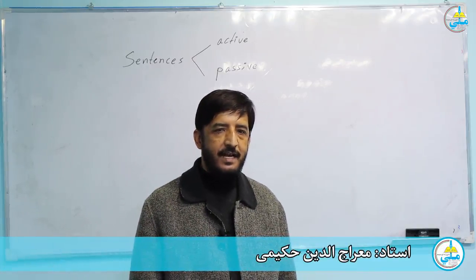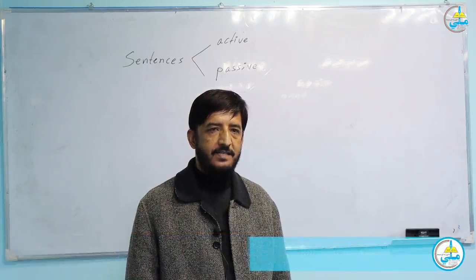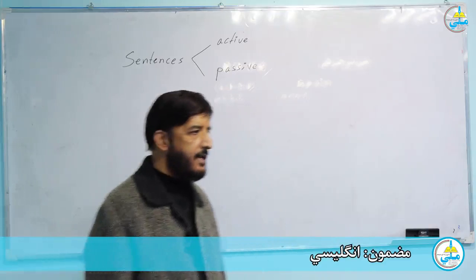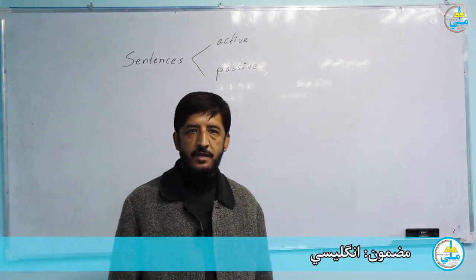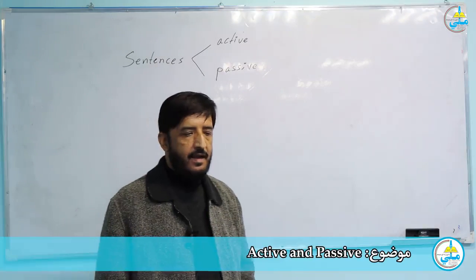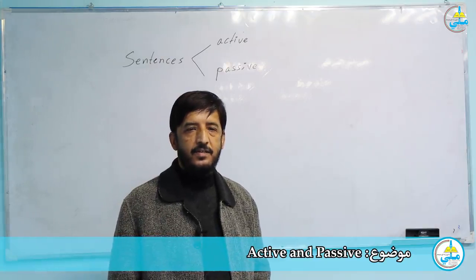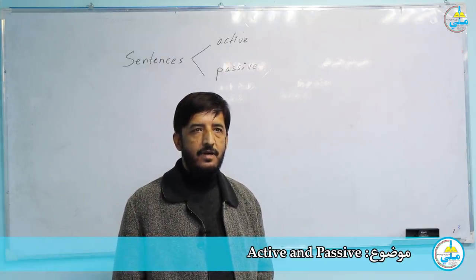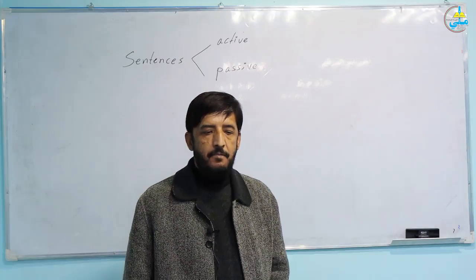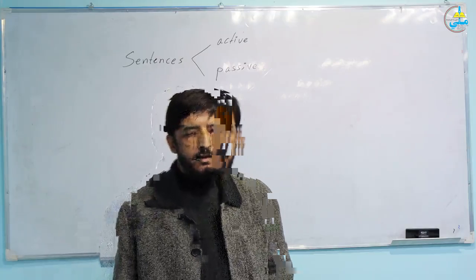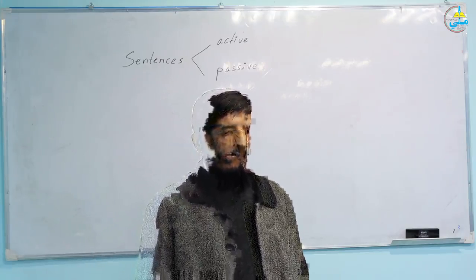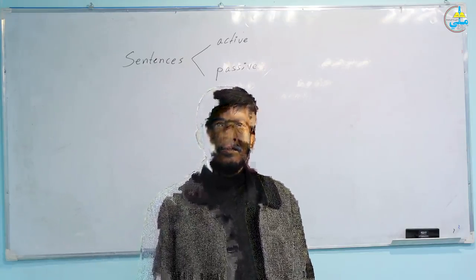So today's lesson is about active and passive sentences. Sentences are divided in two parts, active sentences and passive sentences. Active sentences means jumalat ma'lum, and passive sentences means jumalat majhul. They are called so, active and passive, because of the subject.